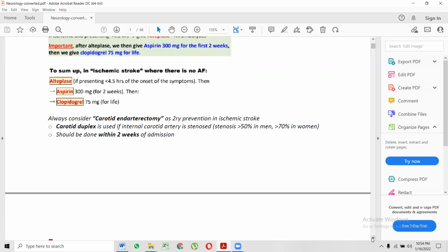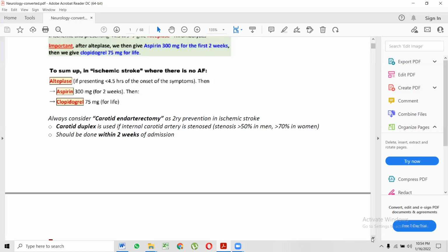Carotid endarterectomy is also an intervention for secondary prevention in ischemic stroke. Carotid endarterectomy is basically the surgical removal of the thrombus. What are the indications for carotid endarterectomy?